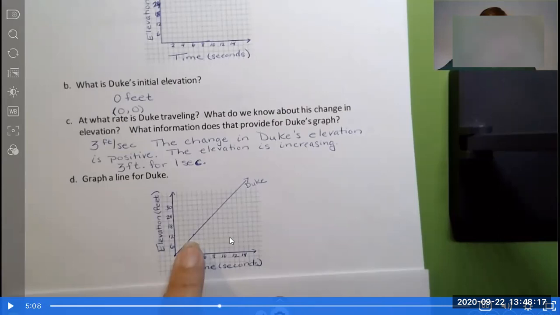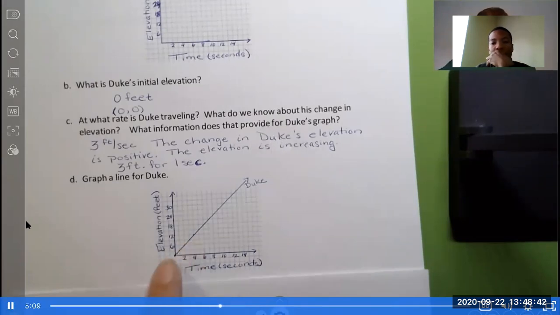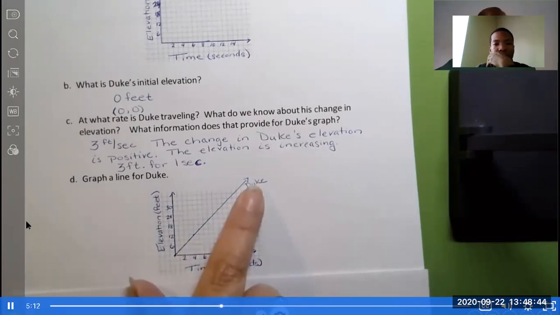It said 3 feet every second. So for every second you go over on the line, it needs to be going up 3 feet. So then you end up getting your points for each, and then you just draw your line. And that's why it's constant. This is a linear graph, and it's constant, because for every second, it goes up 3 feet, all right? And so on. So his line would look like this.